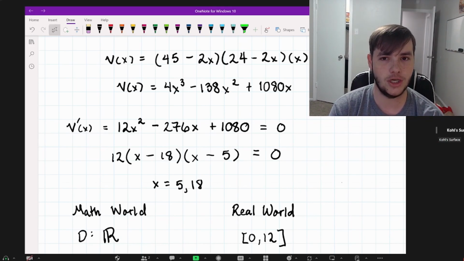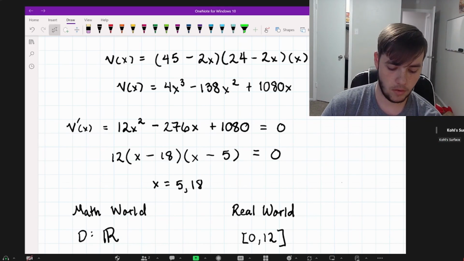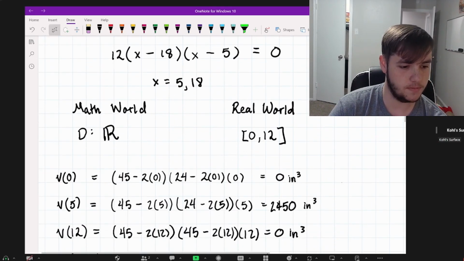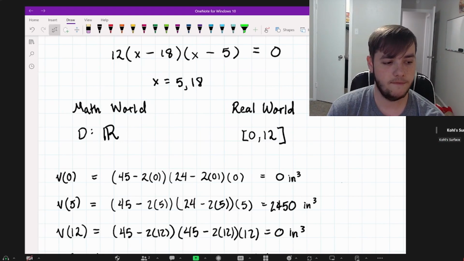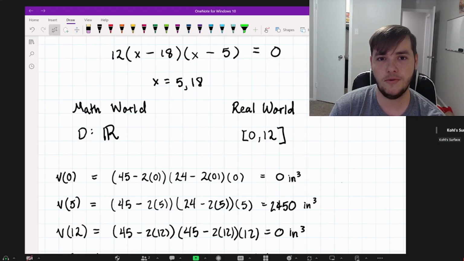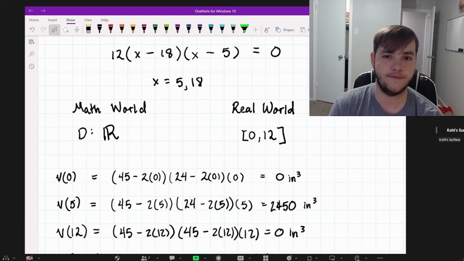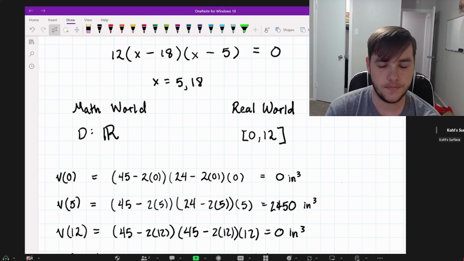In this case, just 5. When I plug those into my function, I find that v of 0 is 0, v of 5 is 2450, and v of 12 is also 0. So the absolute maximal volume of this box is 2,450 cubic inches.